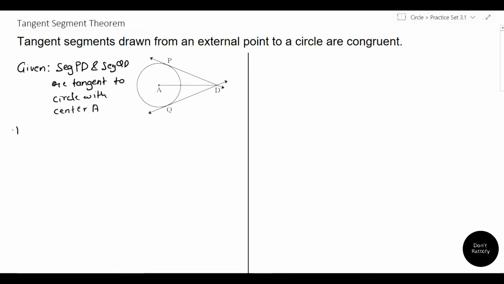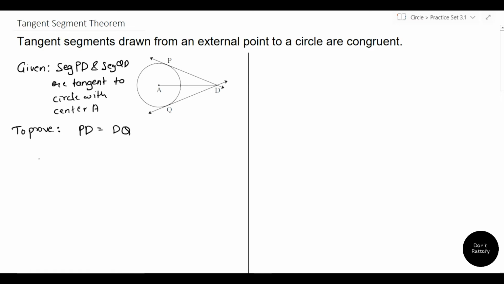Okay, what do we have to prove? To prove: these two tangent segments, that is PD and QD, are equal because they are drawn to the same circle and from the same external point. Okay, this is the basic concept. So PD is equal to DQ. This is what we have to prove. A very simple thing.